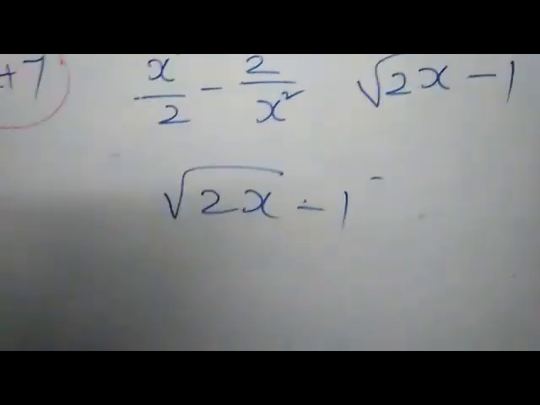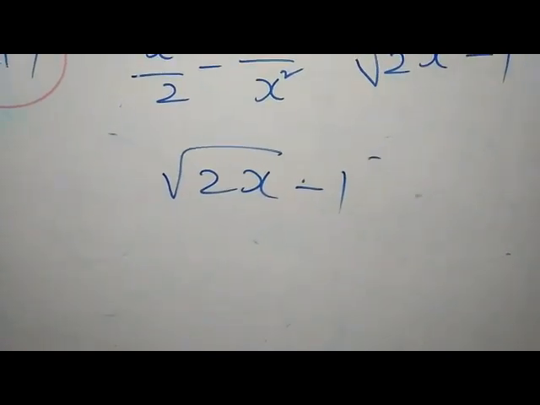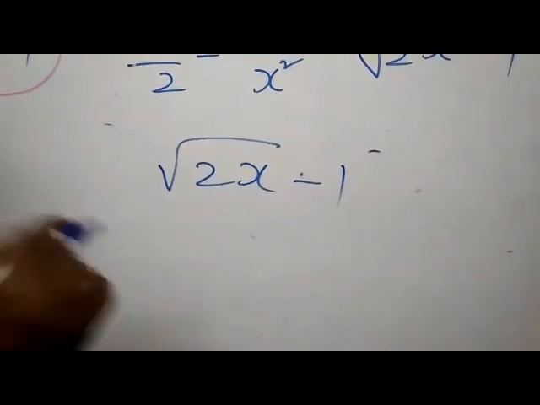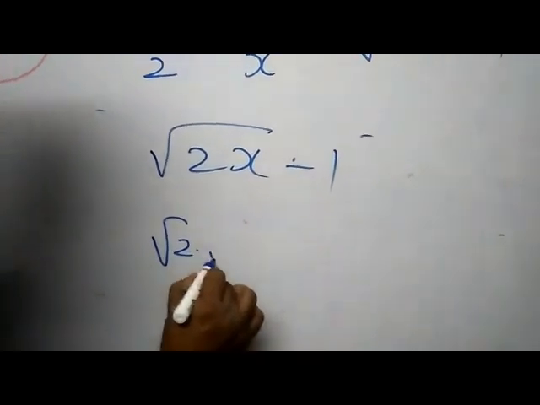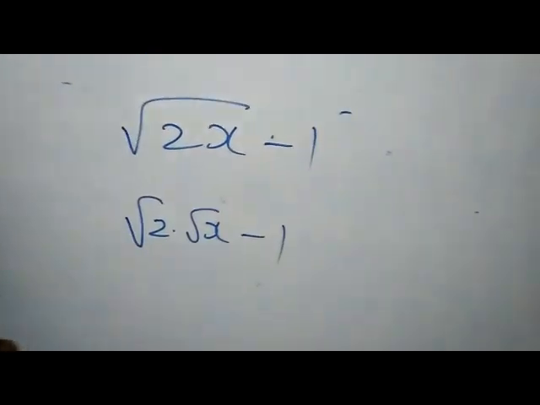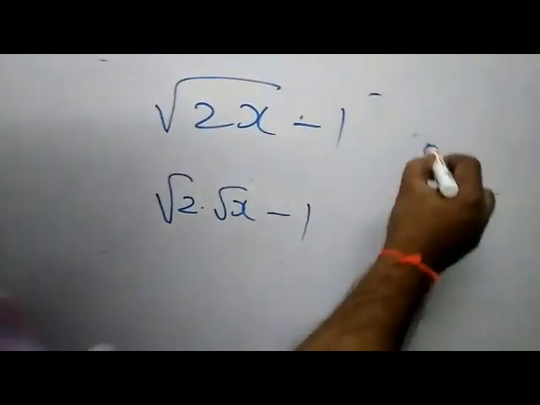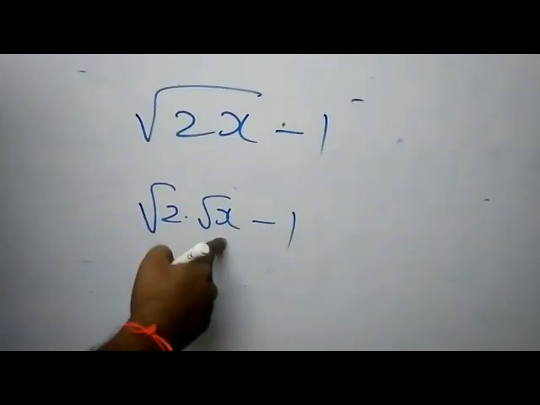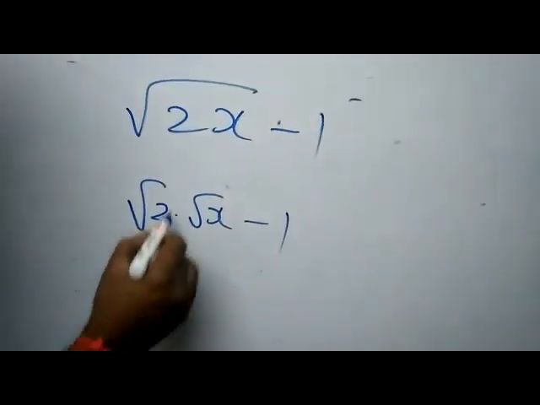2x minus 1. It is not a polynomial. Why? Because root 2 into root x minus 1. This is nothing but root 2 into root x. Root 2x is nothing but root 2 into root x.